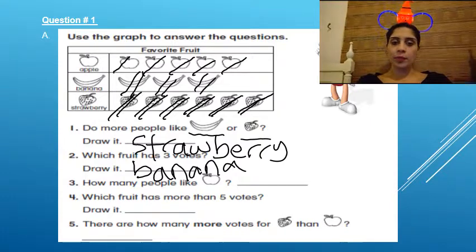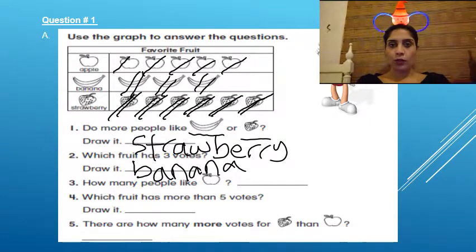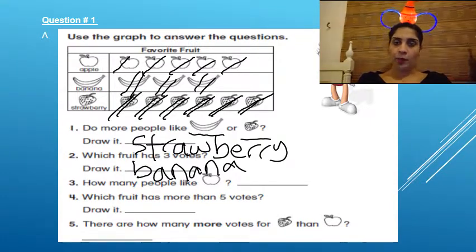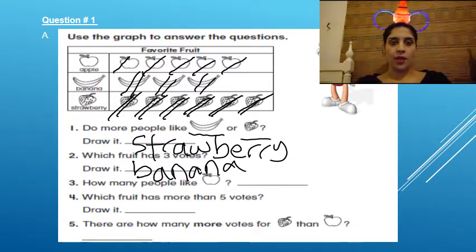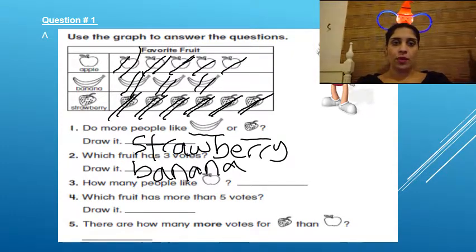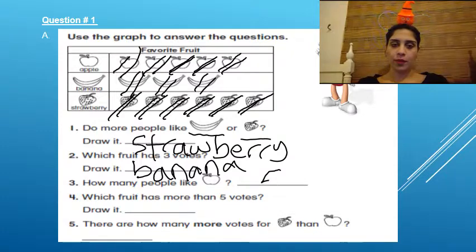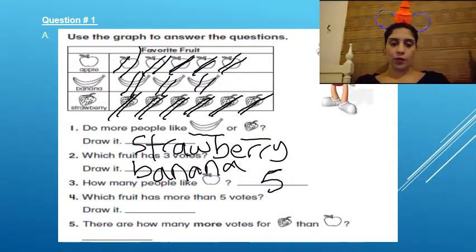Now, how many people like apple? In order to know how many people like apple, we have to count the apples themselves. 1, 2, 3, 4, 5. There are 5 people who like apple. We have to write here 5. Let's move to the other question here.